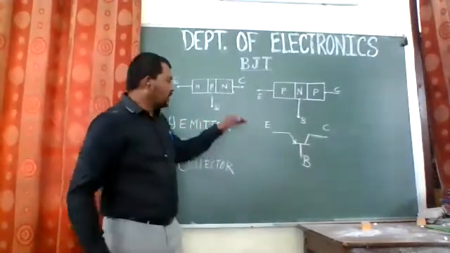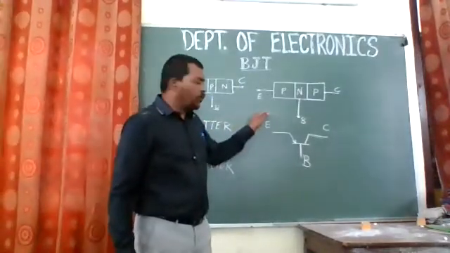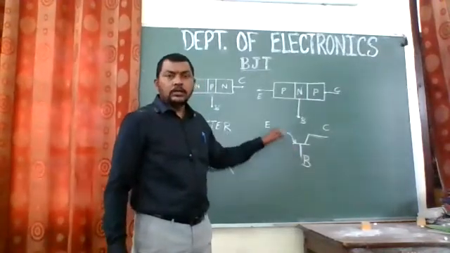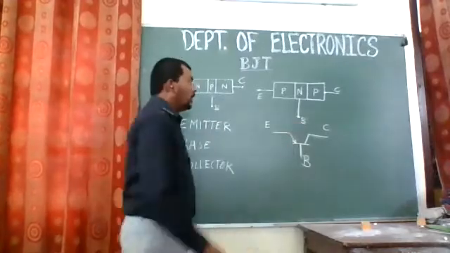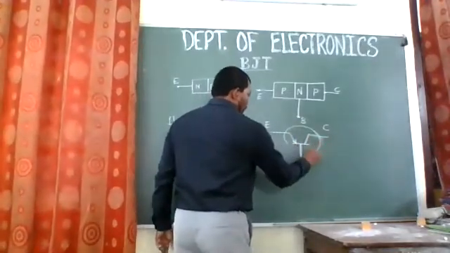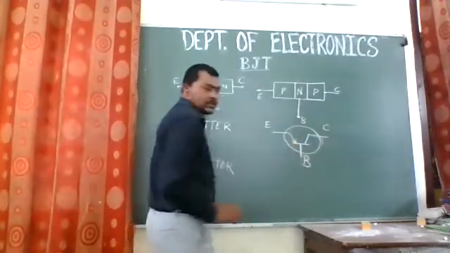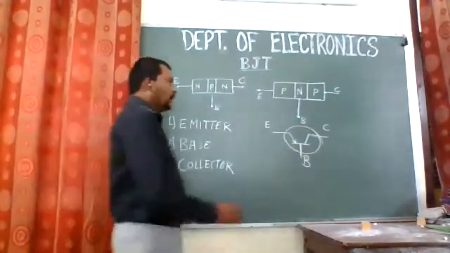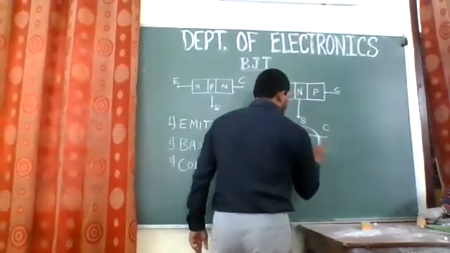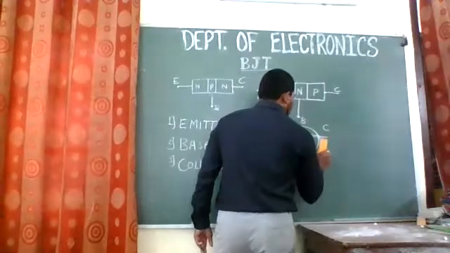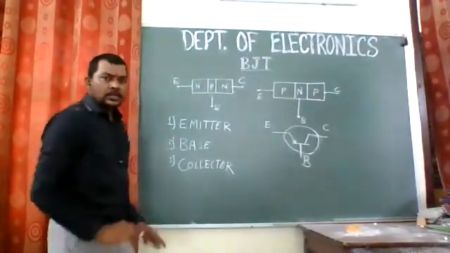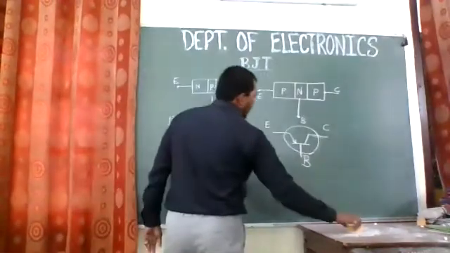Which means that the current is going to flow from the P type to the N type. So this is the symbol of the PNP transistor. Remember this. Now similarly, if I need to draw the symbol of an NPN transistor, what would be the symbol of that NPN transistor? Same like this, just we are going to replace the arrow.